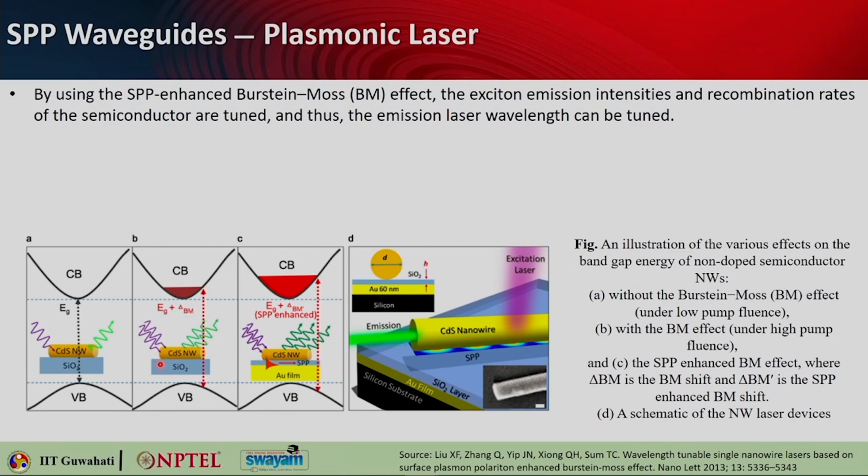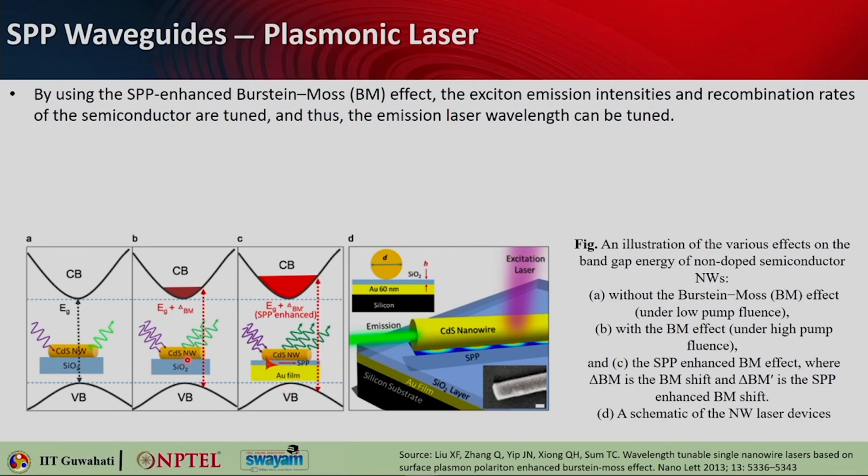That takes place when you use high pump fluence. Under normal or low pump fluence, there is no BM effect, Burstein-Moss effect. In this case, you are actually using high pump fluence and you are able to see this particular effect. But when you actually excite, you set up this particular geometry.